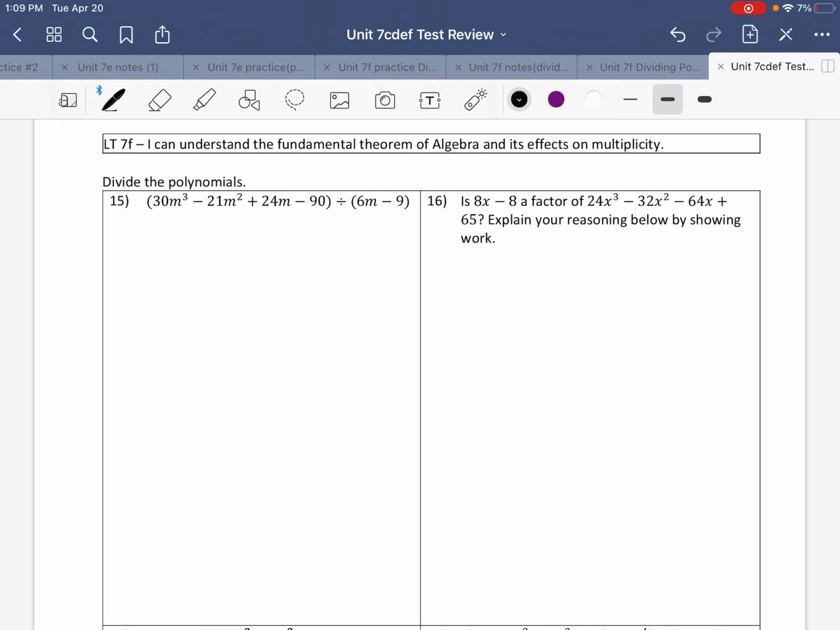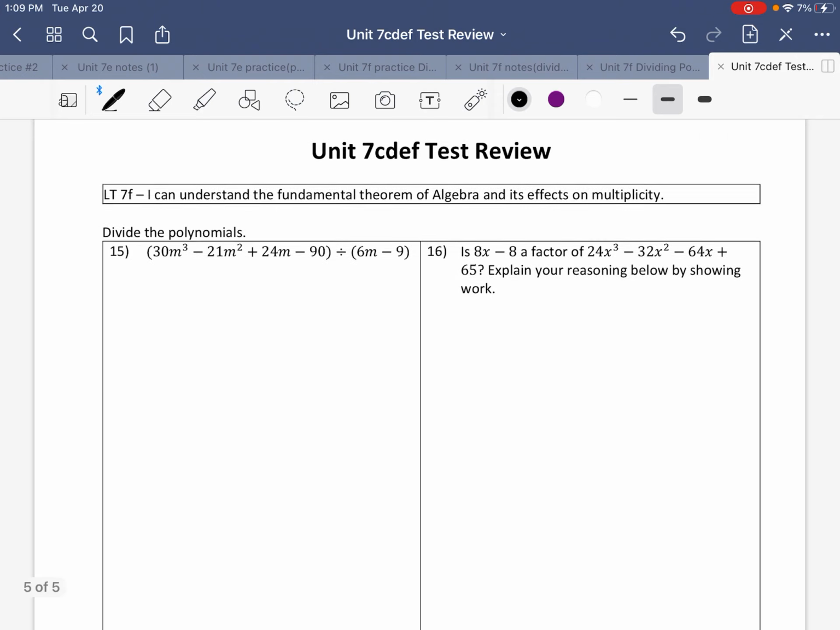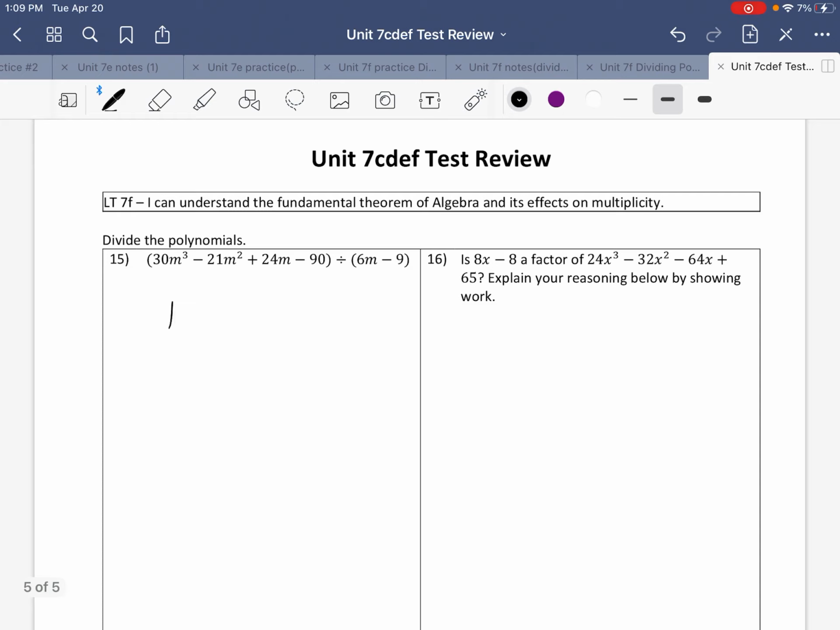Dividing polynomials, so we're going to work these out. I'm going to do it long division. I know I showed a different way of doing this, but we're going to do long division here. If you work it out the other way, the newer way with the Punnett Square, you're going to get the same answer. So first term divided by first term, so 30m cubed divided by 6m is 5m squared.